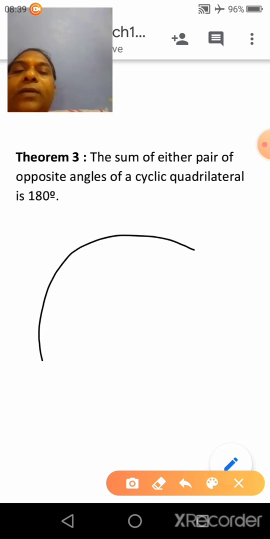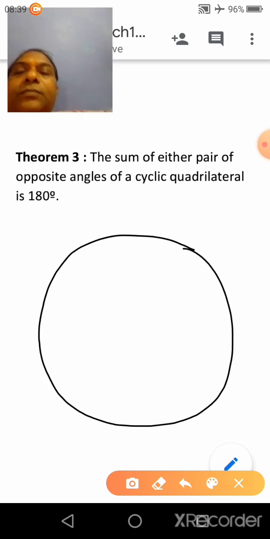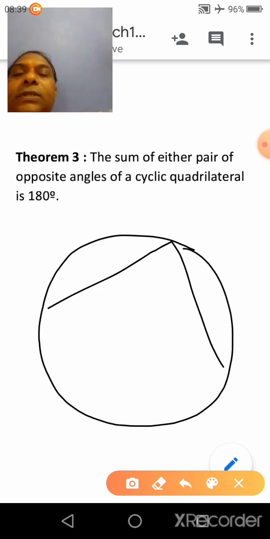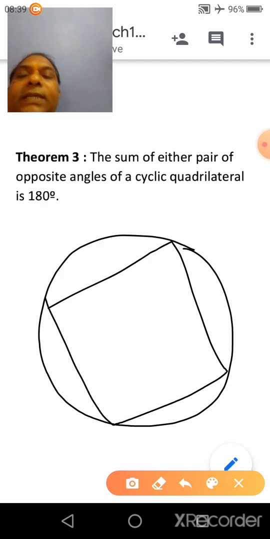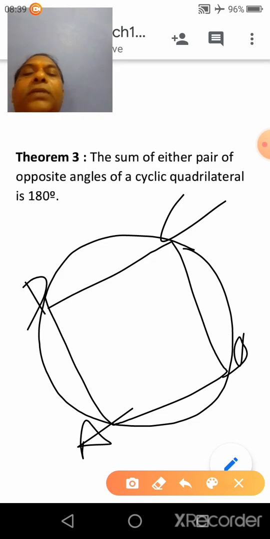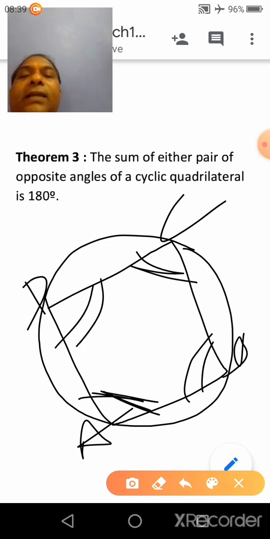According to this theorem, suppose ABCD is a cyclic quadrilateral. So according to this theorem, angle A plus angle C is equal to 180 and angle B plus angle D is equal to 180 degrees. Clear?